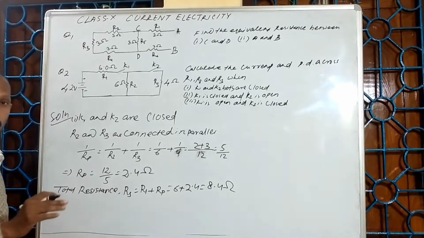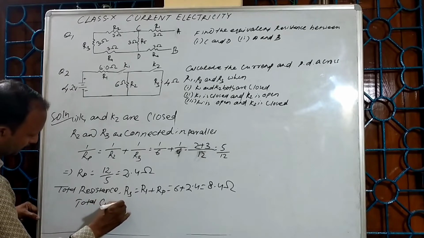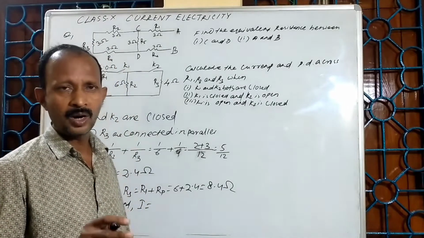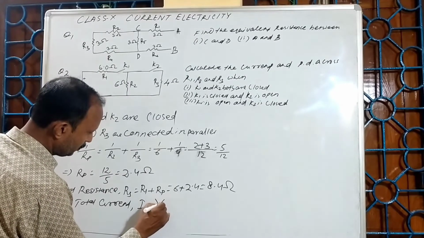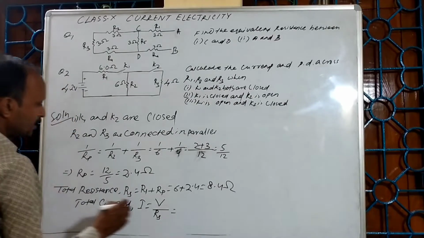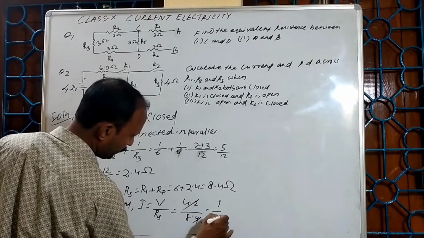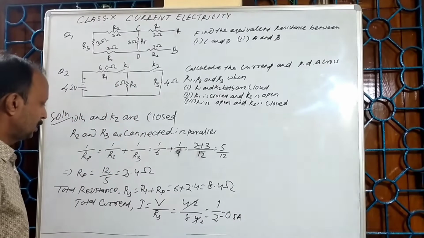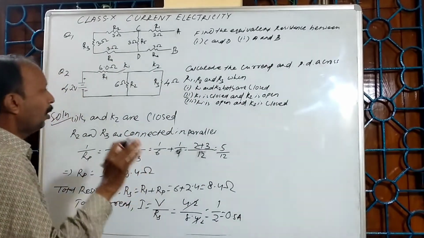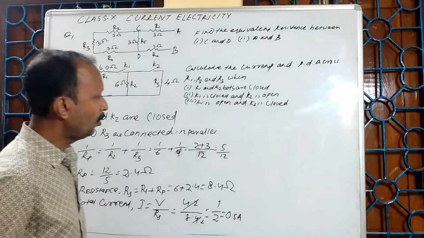Now we have to calculate the total current. According to Ohm's law, V equals IR, or I equals V by R. So I is equal to V divided by Rs, where Rs is the total resistance. Here V is given as 4.2 and Rs we got is 8.4. So this is 1 divided by 2, equal to 0.5 ampere. This is the total current. The question is to calculate the current and potential difference across all three resistors R1, R2 and R3. We have got the total current. Now listen carefully.